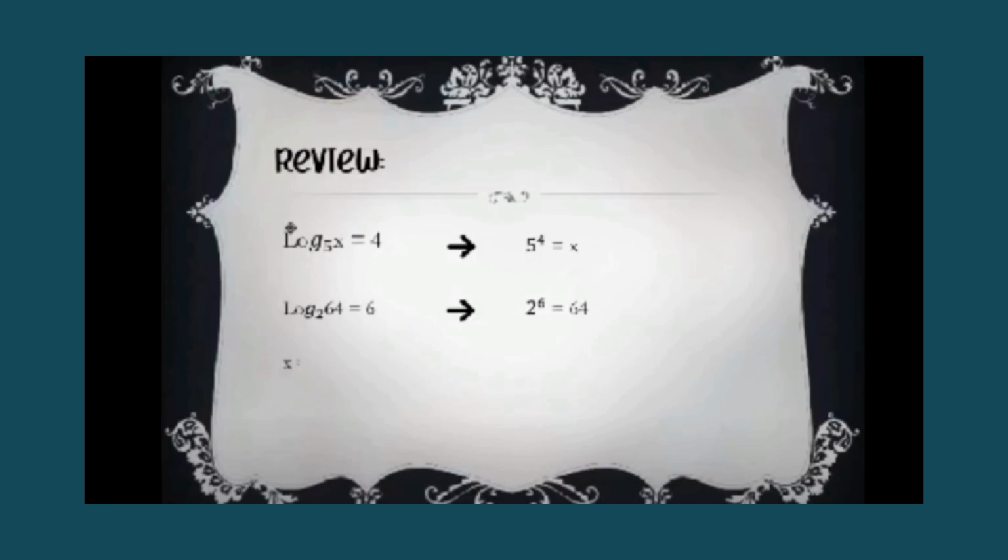And the third one is log of t with a base of c equal to x. So how do we make it exponential? c raised to x is equal to t. So remember this because this will be used in solving logarithmic equations.